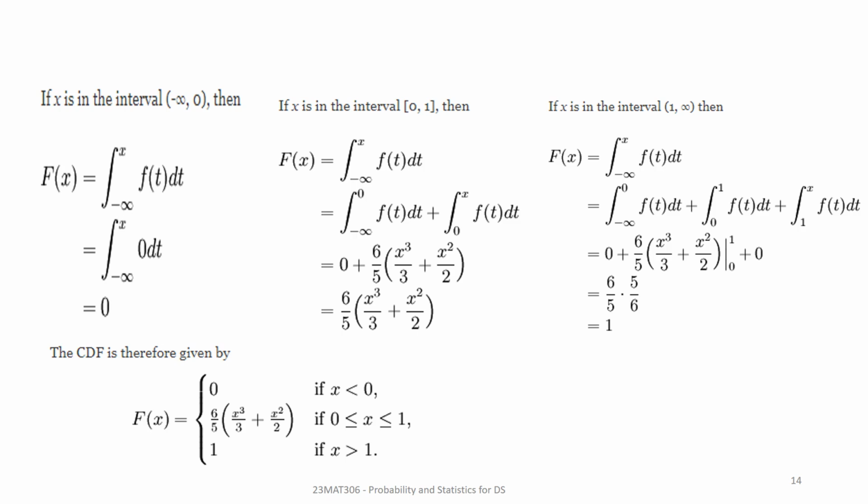First one, the case when x is less than 0, that is minus infinity to 0. Obviously F of x is equal to 0 here. And the second case, the value of x lies in the closed interval 0 comma 1. And the next case is x greater than 1, that is 1 to infinity. So in the final case, whenever x is greater than 1, the cumulative distribution function value is always equal to 1. And in the interval 0 to 1, we take the integral from minus infinity to 0 of f of t dt plus the integral from 0 to x of f of t dt, and we find the answer as 6/5 times x cube by 3 plus x square by 2.